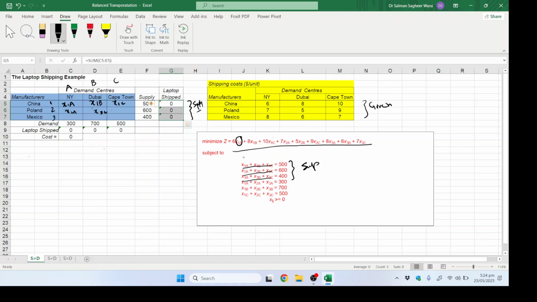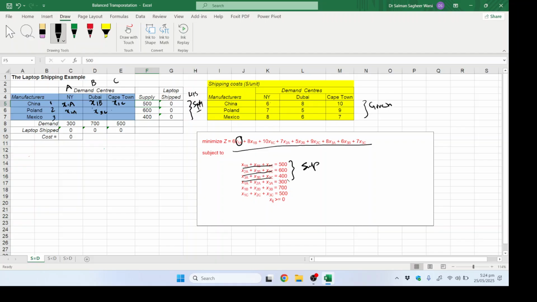Remember, this is the left hand side of the supply constraints. The right hand side of these constraints will be written in these cells. The right hand side of the first constraint is 500, and then 600, and then 400. So now we have completely written the supply constraints.